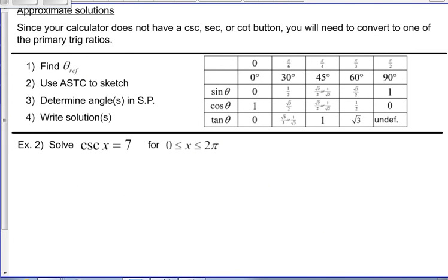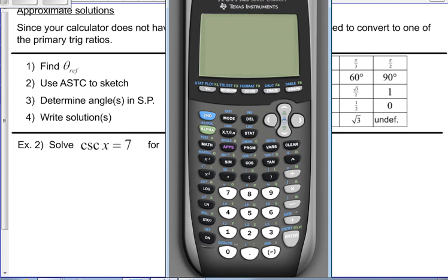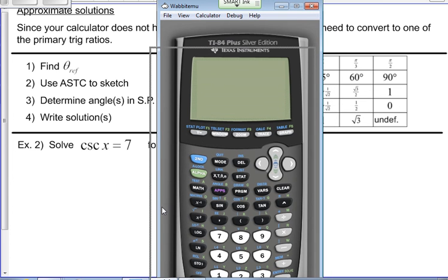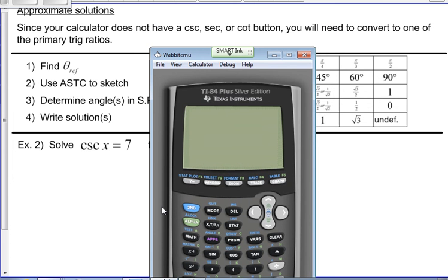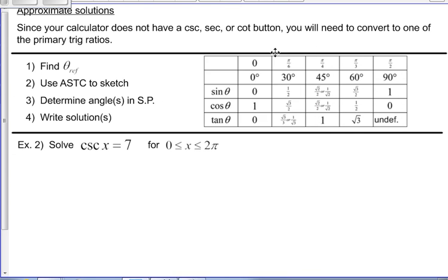So when we deal with approximate solutions, we have to be aware that the calculator, unless you have something super fancy, does not have a secant, cosecant, or cotangent button. Mine just has sine, cosine, and tangent. That means you're going to have to convert to one of the primary trig ratios, sine, cosine, and tangent, before you can get your calculator's help. So in this one, we have solve cosecant x equals 7. Well, let's think about that. Cosecant x is 7. If I were to flip that upside down, I'd have 1 over cosecant x equals 1/7.